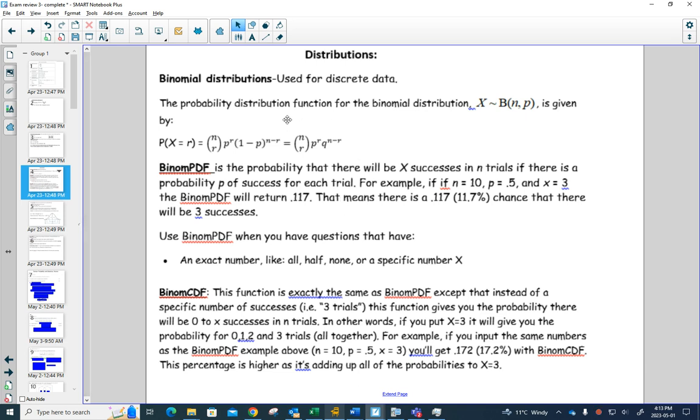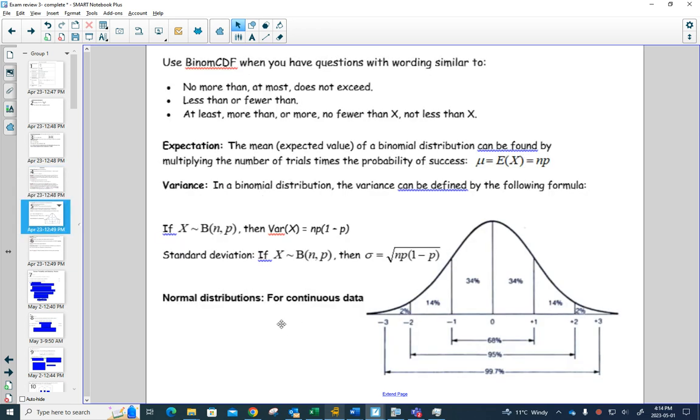We've got distributions, where there's a binomial distribution, the formula for a binomial distribution, and the chart that you make. Things on your calculator: binom PDF and binom CDF. Binom PDF finds an exact probability. Binom CDF adds up to, and you'll usually be using that if they say how many have at least this. Expectation for a binomial distribution is just the mean: the number of trials times the probability of success.